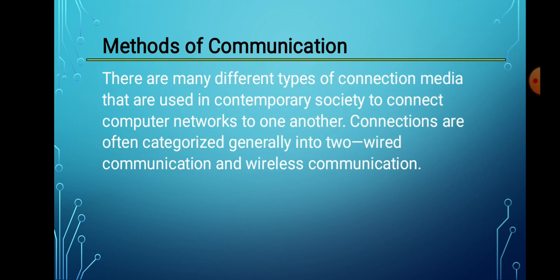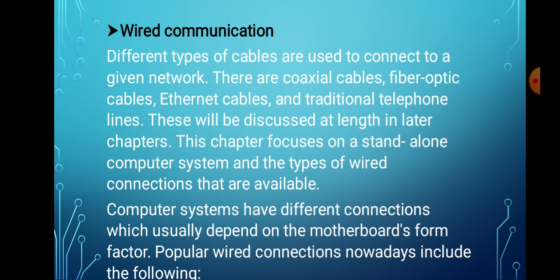There are many different types of connection media that are used in contemporary society to connect computer networks to one another. Connections are often categorized generally into two: wired communication and wireless communication. In wired communication, different types of cables are used to connect to a given network. There are coaxial cables, fiber optic cables, Ethernet cables, and traditional telephone lines. This will be discussed at length in later chapters.